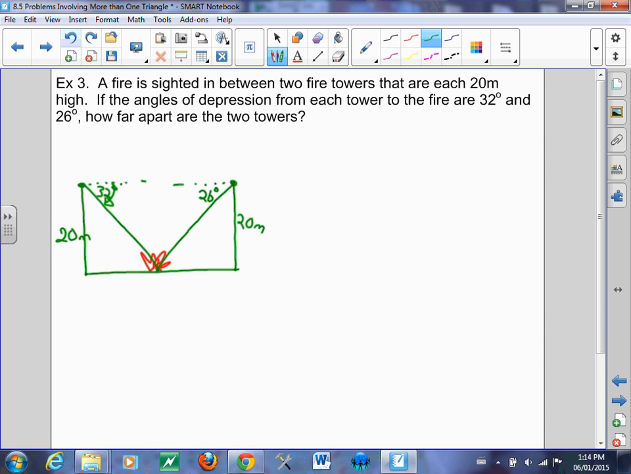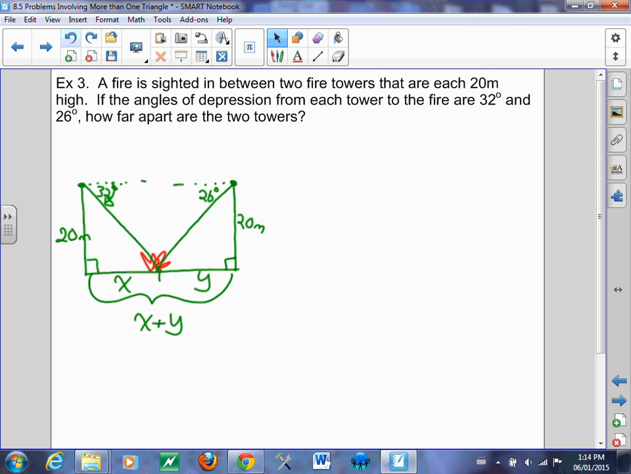Okay, how far are the two towers? So folks, we realized that we have two triangles here, and to get how far apart the two towers are, we're going to have to do x and y and add them up. Okay, so to get the total distance, it's going to be x plus y. Okay, there are two ways to solve this and to get the angle information inside the triangle. One thing you could do, folks, which I choose not to do, you could take 90 degrees, subtract 32, and get this angle in here.